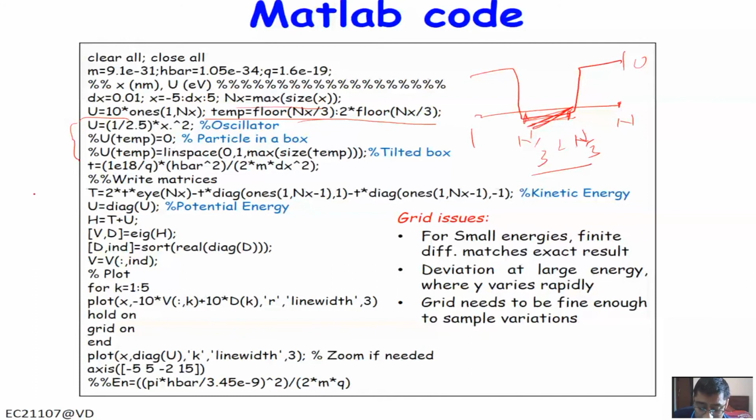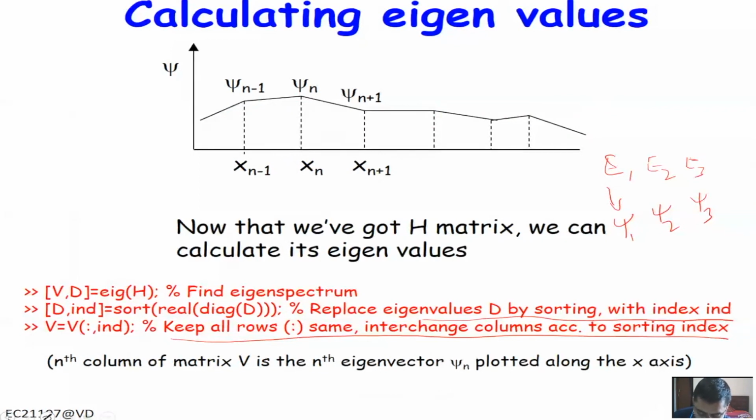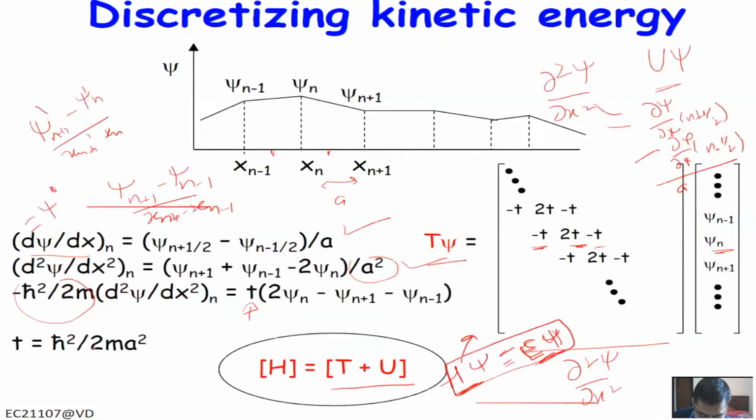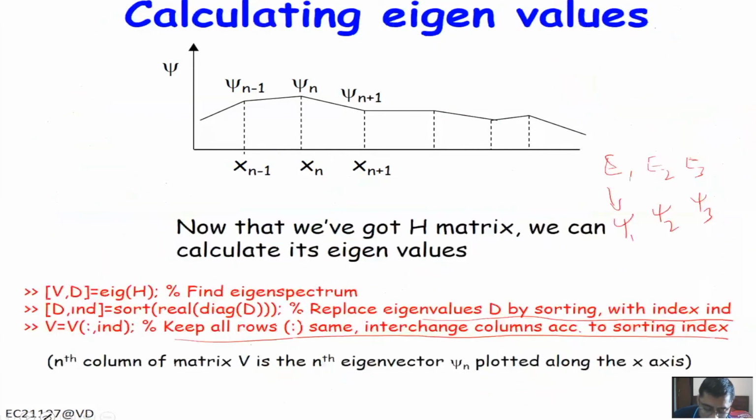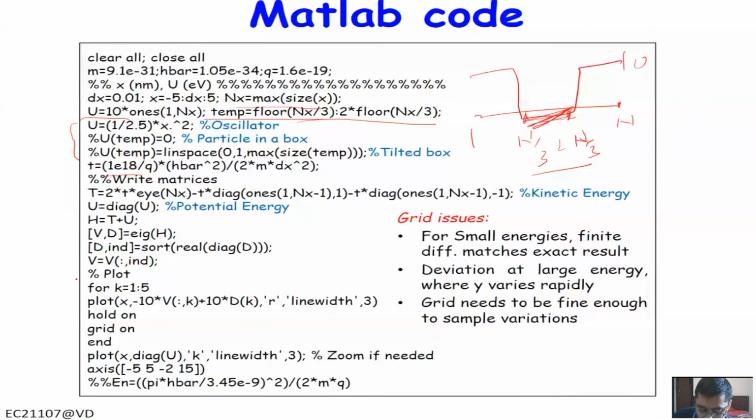Now T is defined as h bar square by 2m a square, right? So a is dx here, h bar square by 2m a square, and there is this coefficient here that is to take care of different numbers that are appearing here. You see here, h bar square by 2m a square, right? So h bar square by 2m a square.